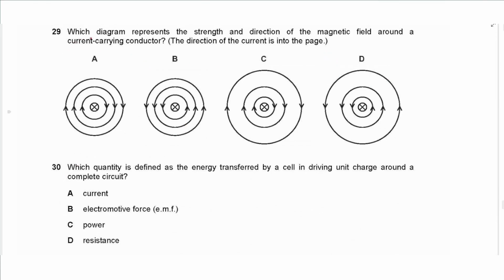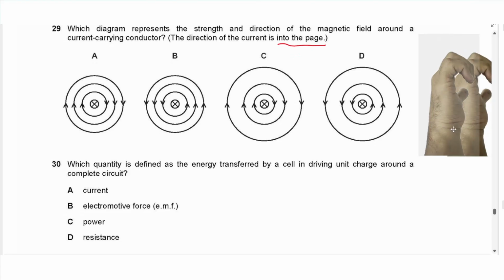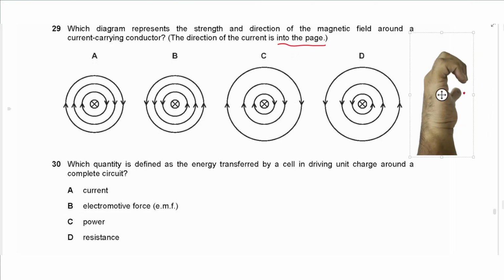Question 29 says which diagram represents the strength and direction of the magnetic field around a current carrying conductor? The direction of the current is into the page. So using the right hand grip rule with the thumb pointing into the page, the fingers are closing clockwise. So it's not D and it's not B. But the magnetic field gets weaker as you go further away from the source of magnetism. So the lines should not be equally spaced. So it's not A either. Spaces increase. So the answer is C.